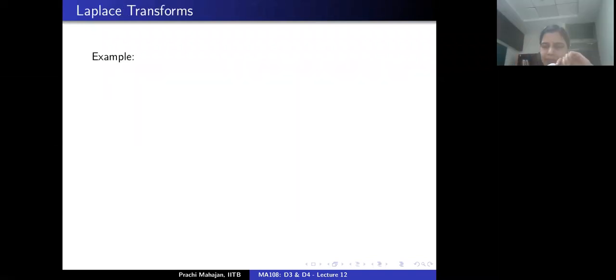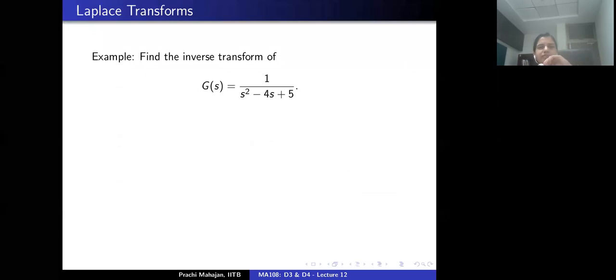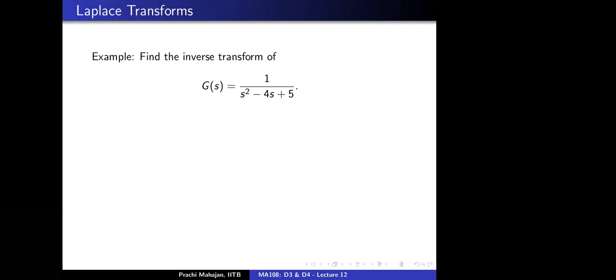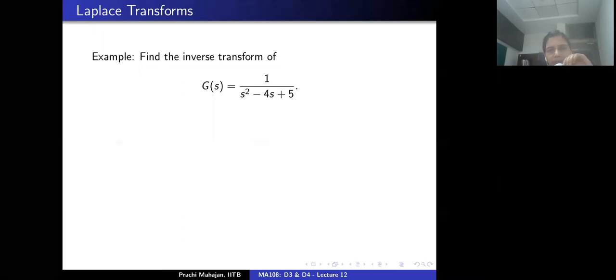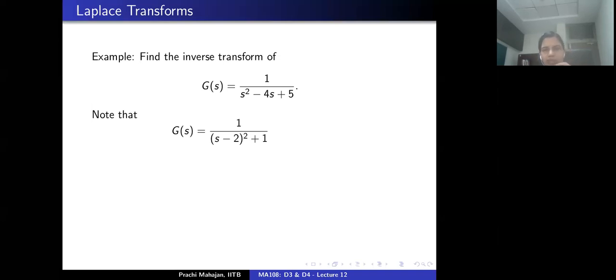So let's see some examples. Let's work out the inverse Laplace transform of the given function G. Here G is the reciprocal of s squared minus 4s plus 5. We have to find a function little f such that the Laplace transform of little f is precisely the given function G. The first thing is that the denominator here is precisely (s minus 2) whole squared plus 1. Does that remind us of something?